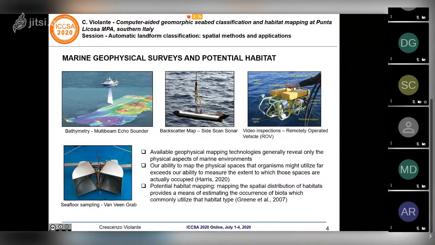In the middle, there is the side scan sonar system that is used to collect acoustic data from the seafloor, on the base of which backscatter maps are constructed. It is a towfish which is normally towed behind a vessel. On the right, you have this remotely operated vehicle, ROV, which is mostly used for video inspections. And then in the lower left, the Van Veen grab, which is used for sediment sampling on the seafloor. Okay, these are the available geophysical technology.